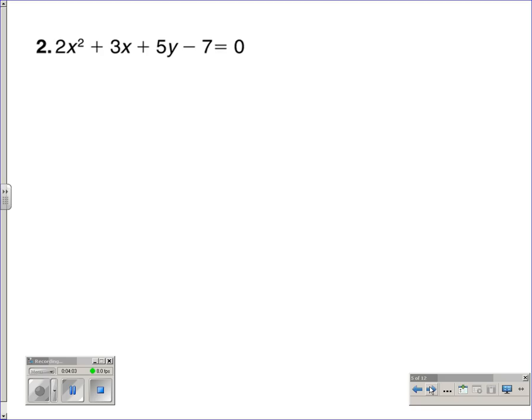All right, let's try another one. So take a look. How many squared terms do you see? That's always the first place to look. Then we look at coefficients. I'm only seeing one squared term here. So if it's one squared term, that means it's a what?